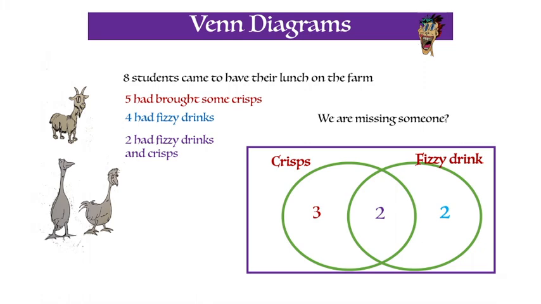Think carefully about this. Remember the 4th region. What would the 4th region say? There are 8 students here, and if I count up, I have the 3, the 2, and the 2. That makes 7. Where would the final person be? Well, one person had neither crisps or fizzy drinks, so they're completely outside the region. They're there. But they're still within this box here. This is what we call the universal set. This is where everyone is included.